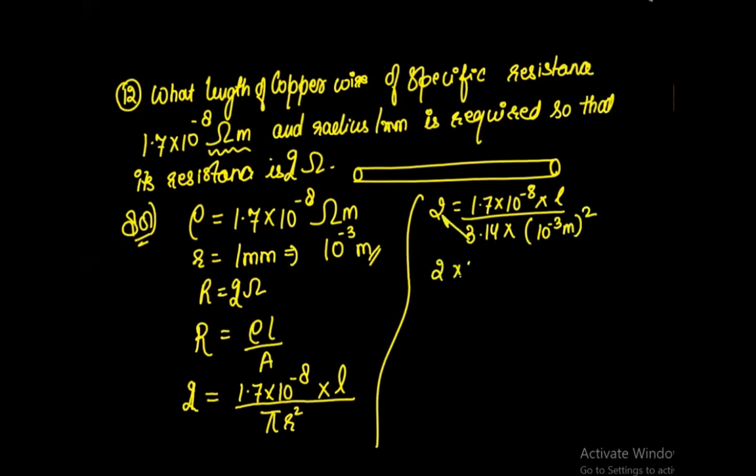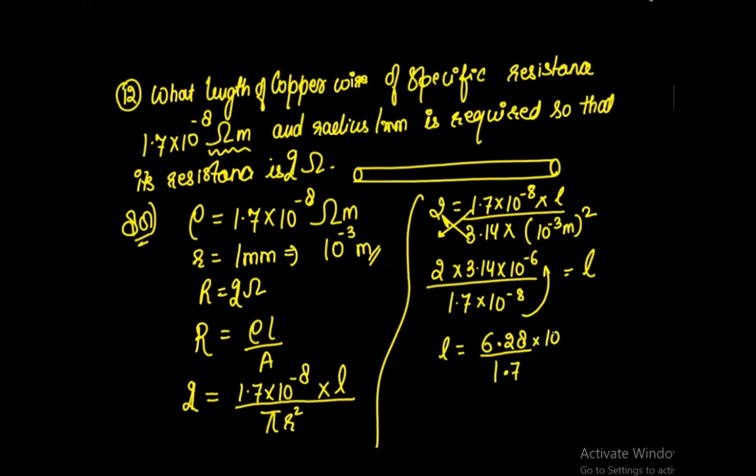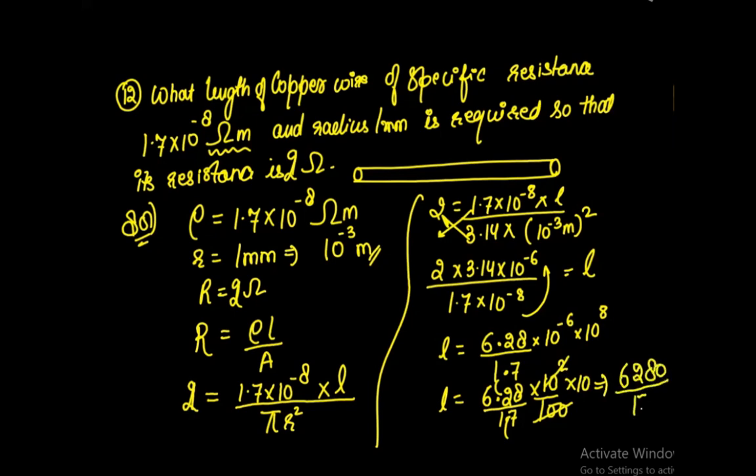That's fine. Take this up, cross multiplication. 10 to the power minus 3 squared will become 10 to the power minus 6. This will go down. 1.7 into 10 to the power minus 8. Take this up, equals to L, or L is equals to 6.28 upon 1.7, 10 to the power minus 6 into 10 to the power 8. Now this is nothing but simple calculation, beta. So remove the decimal. It will be 100. 100 will cut this. Remove the decimal 10. So we're getting 6280 upon 70.